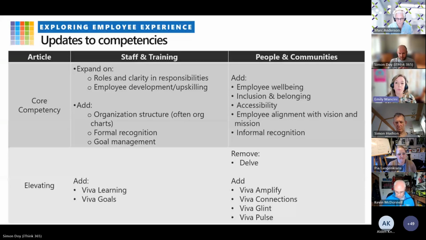A question for you. The one that I get stuck on when we're talking about staff and training versus people and communities is when we empower our champions. Where do you see the champions sitting? Are they in people and communities, or are they in staff and training?